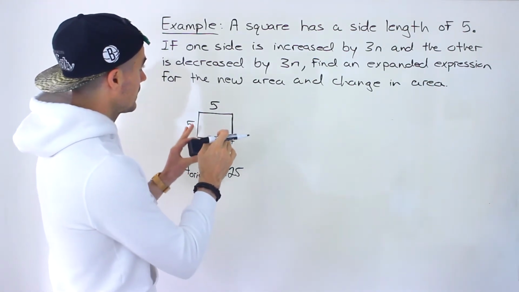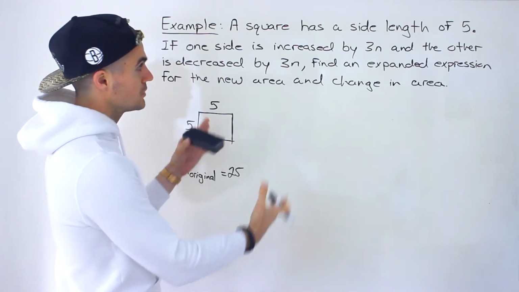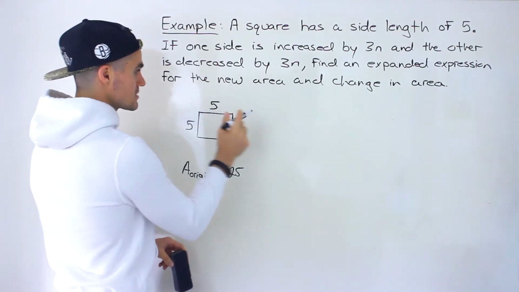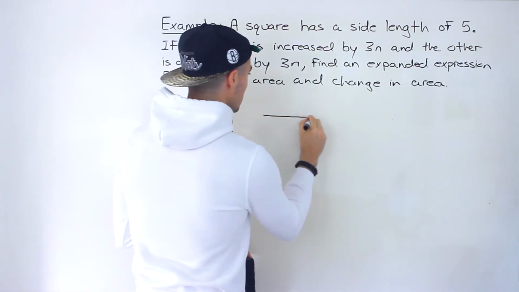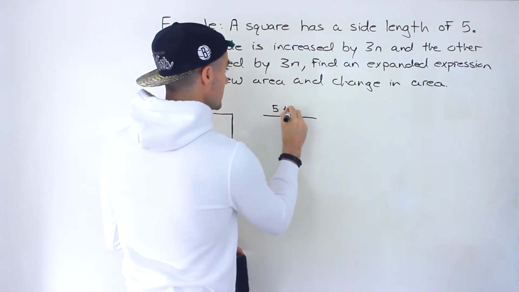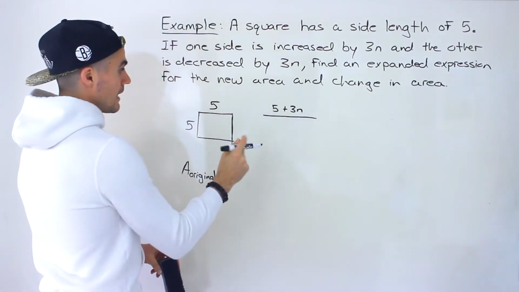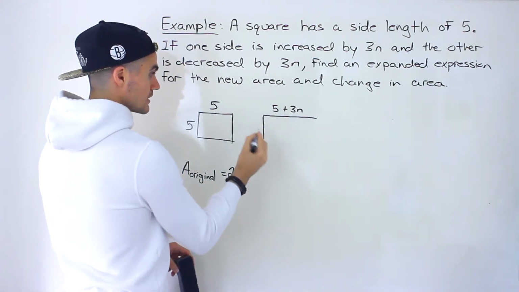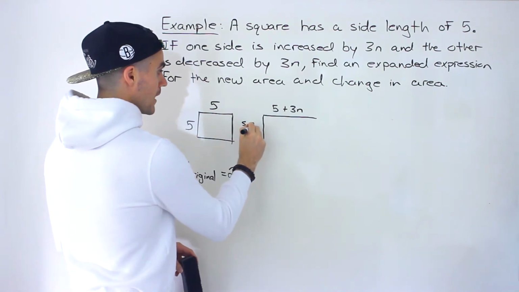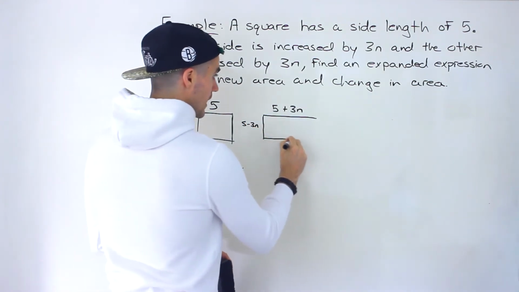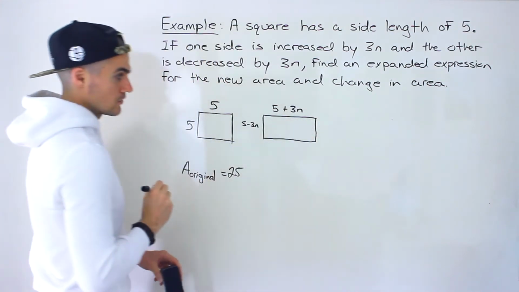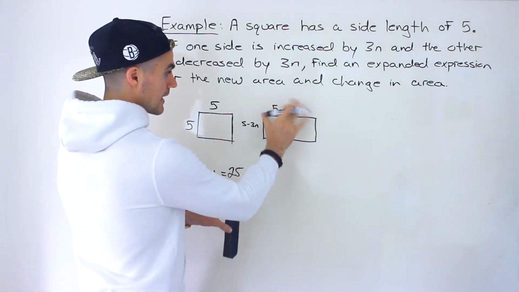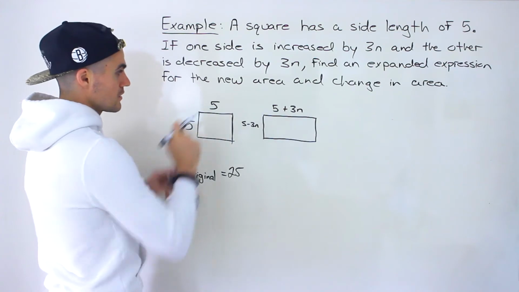Right, so we're starting with the square here. Now, what's happening is the new shape we're going to get is actually going to be a rectangle because the length and the width are going to be different. One side is increased by 3n, so let's increase this side over here. So it's going to be 5 plus 3n. And then the other side is decreased by 3n, so we're going to have a shorter side, let's say like that. That's going to be 5 minus 3n. And so we're going to end up now with a rectangle like that. Right? So we went from a square to a rectangle because the length and the width now are different versus here they were the same.